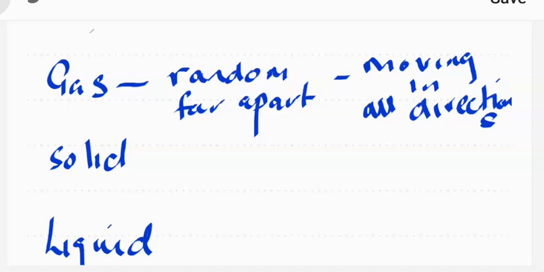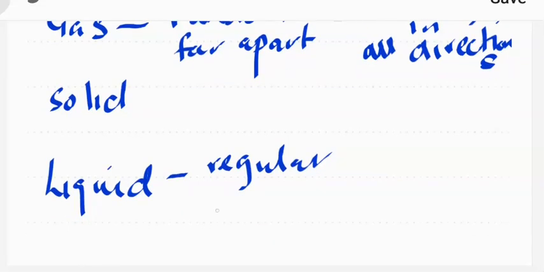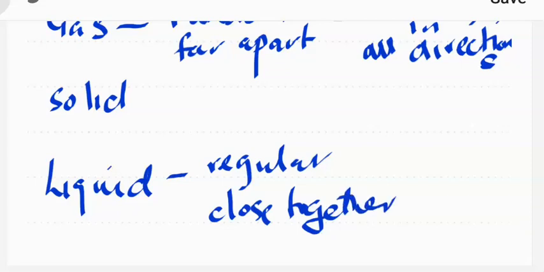In a liquid, the arrangement of particles is regular and they are close together. Particles are moving, and they do move, but less quickly than in a gas.